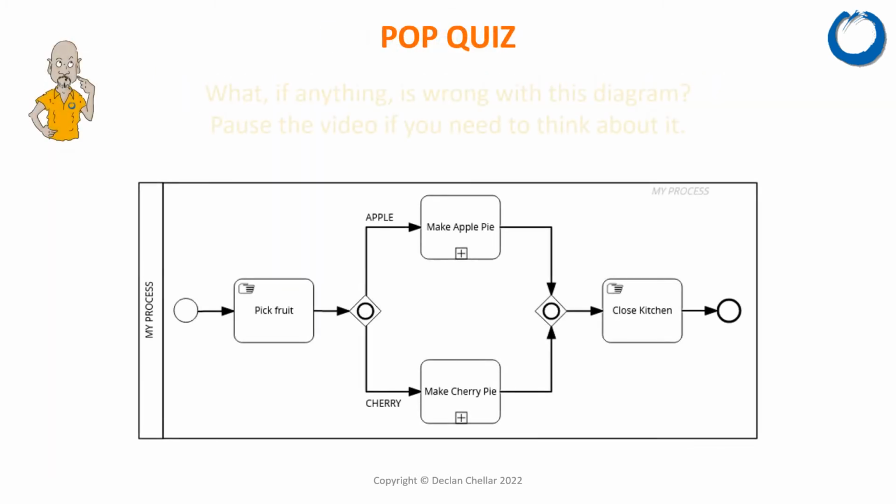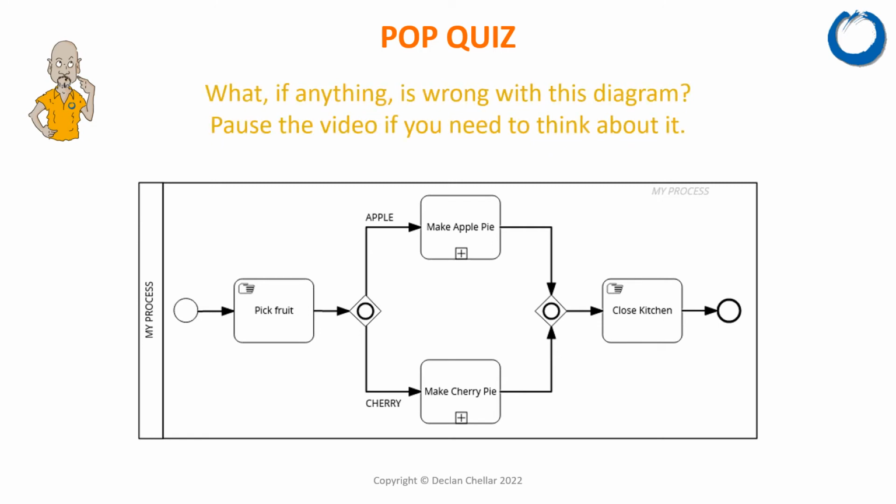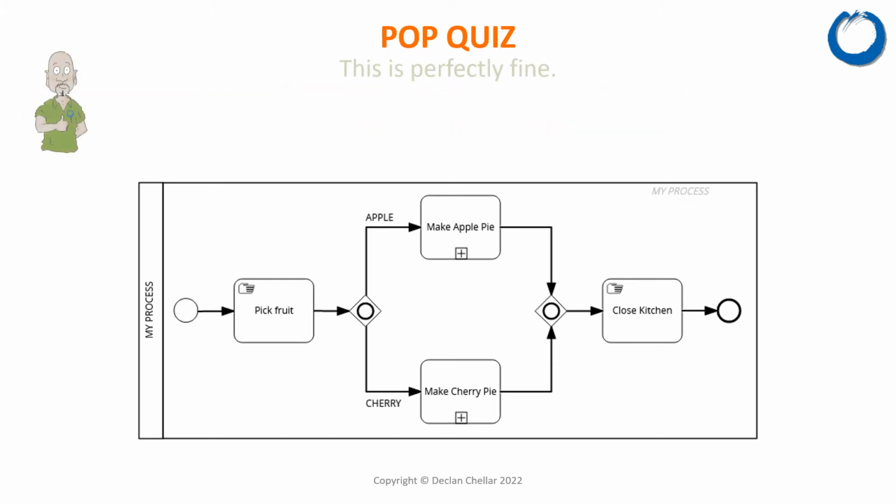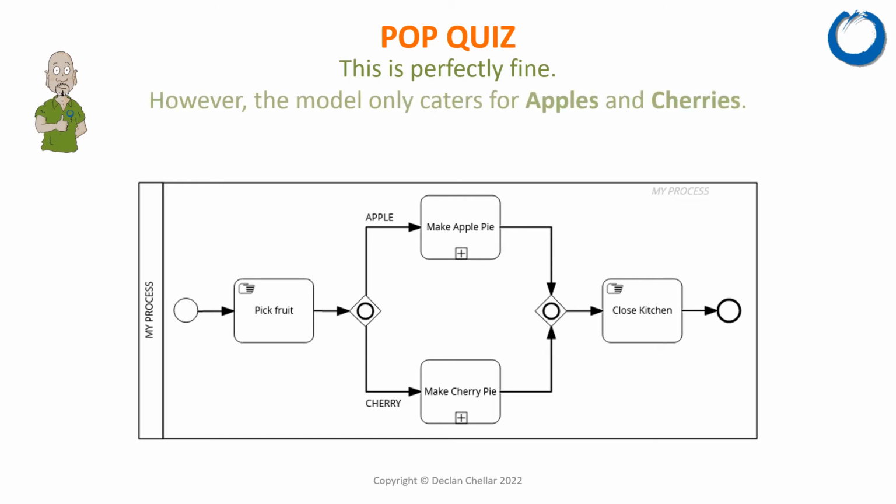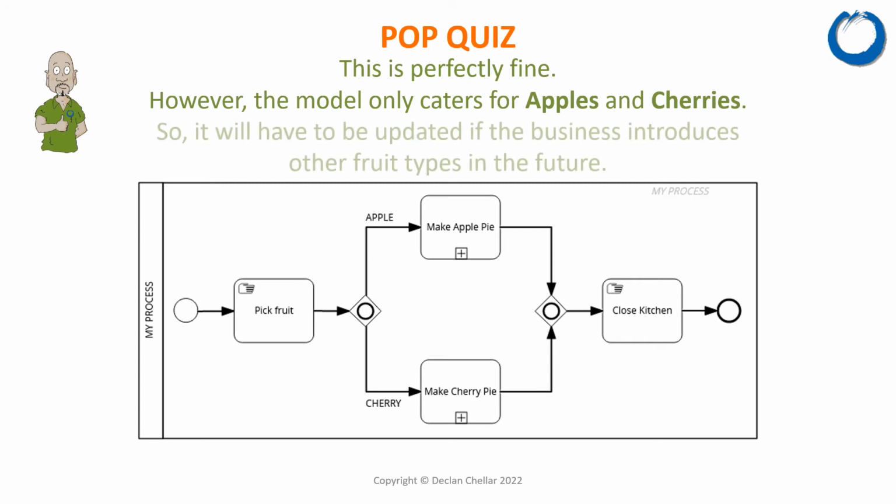What, if anything, is wrong with this diagram? Pause the video if you need to think about it. This is perfectly fine. However, the model only caters for apples and cherries, so it will have to be updated if the business introduces other fruit types in the future.